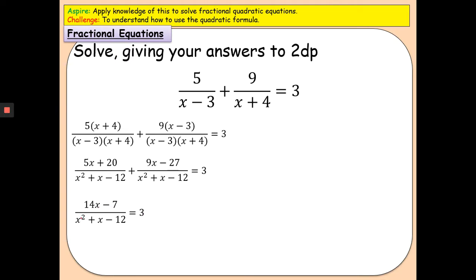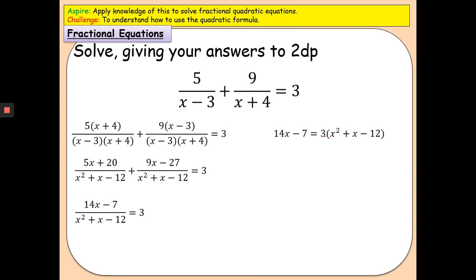Again, now, what do we do to get rid of, at the moment, this x squared plus x minus 12? 14x minus 7 is being divided by x squared plus x minus 12. So what's the opposite of dividing by it? We need to times by it to get rid of it. So to get rid of it, I'd have 14x minus 7 on the left-hand side, and then the right-hand side is going to have 3 times by x squared plus x minus 12.